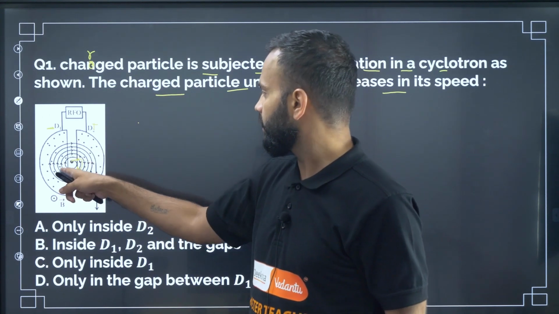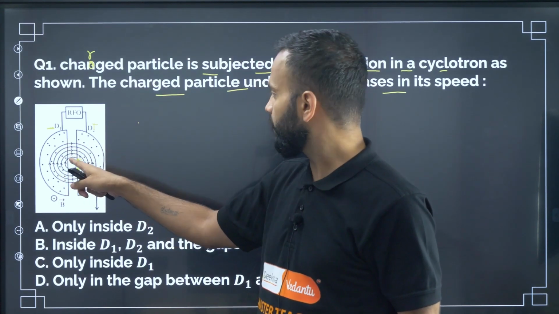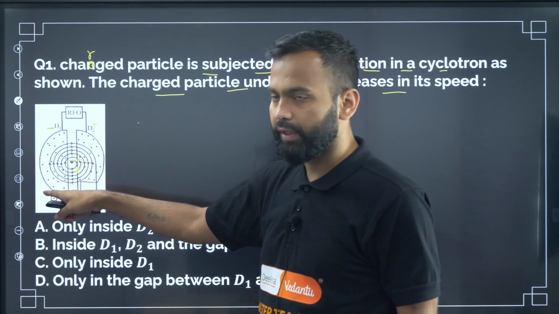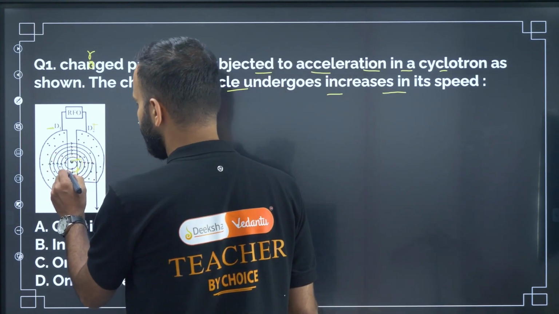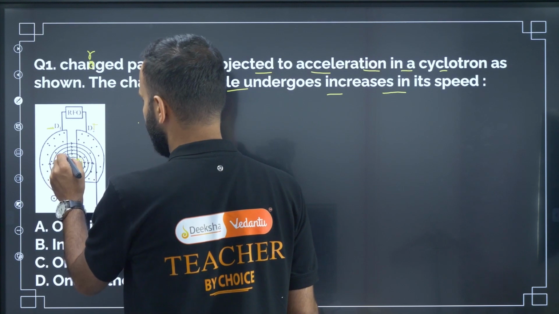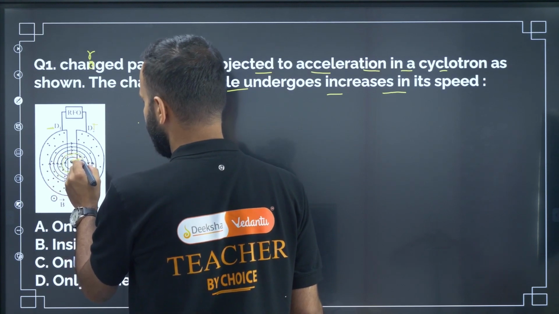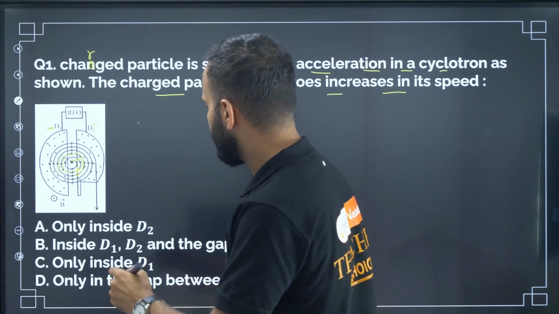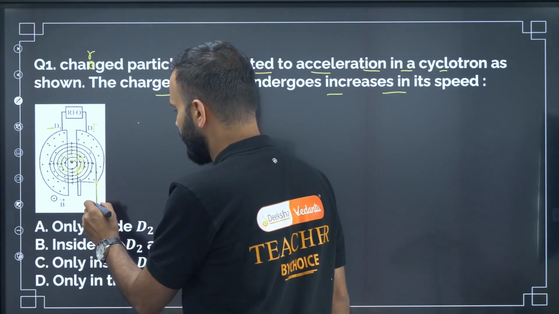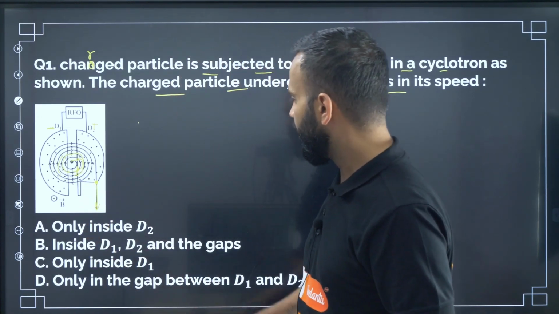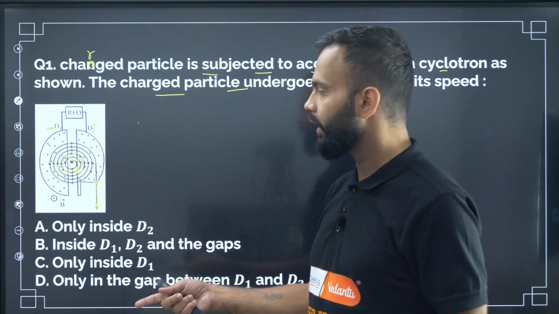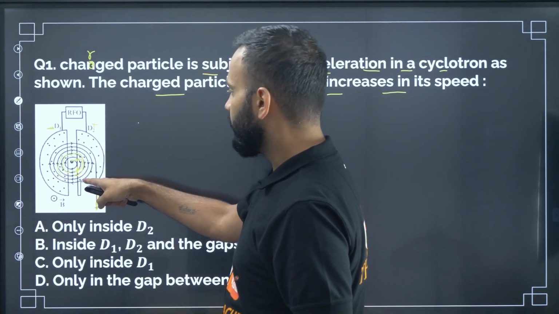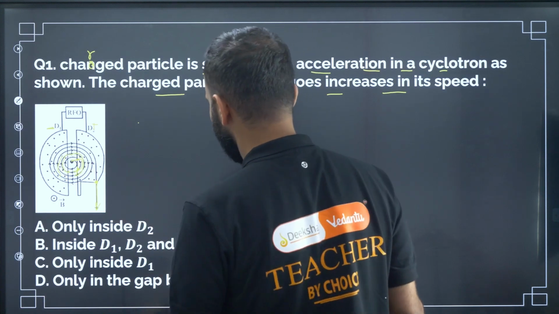As soon as it enters the gap between these Ds, what happens? It will start to accelerate towards D1. The same thing happens in D1 also. Again it will accelerate, then take a circular path, again accelerate, and so on. At this point, the charged particle will exit with high speed. So between the Ds, the charged particle increases its speed.